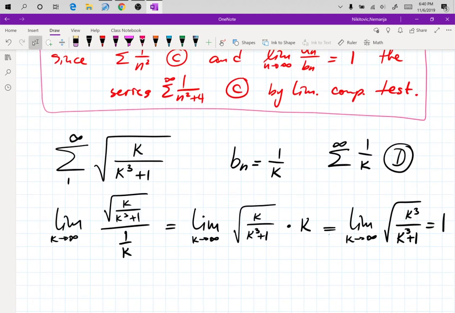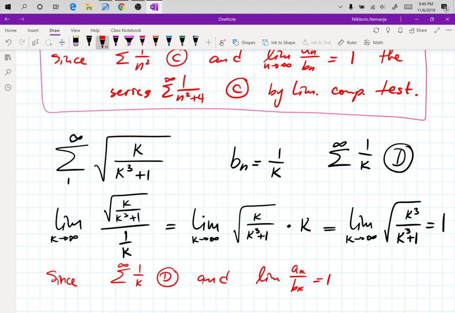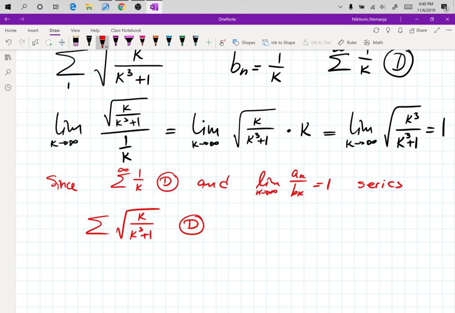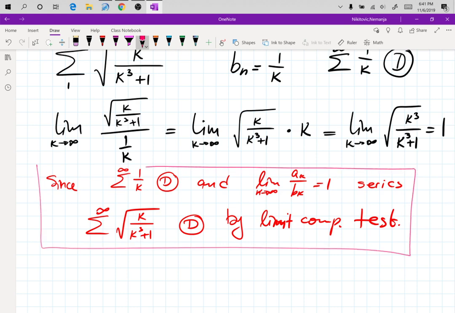So now we have the answer, since summation 1 over k diverges, and limit ak over bk equals 1, the series summation square root of k over k cubed plus 1 diverges by limit comparison test. That's limit comparison test. Let's take a look at another one.